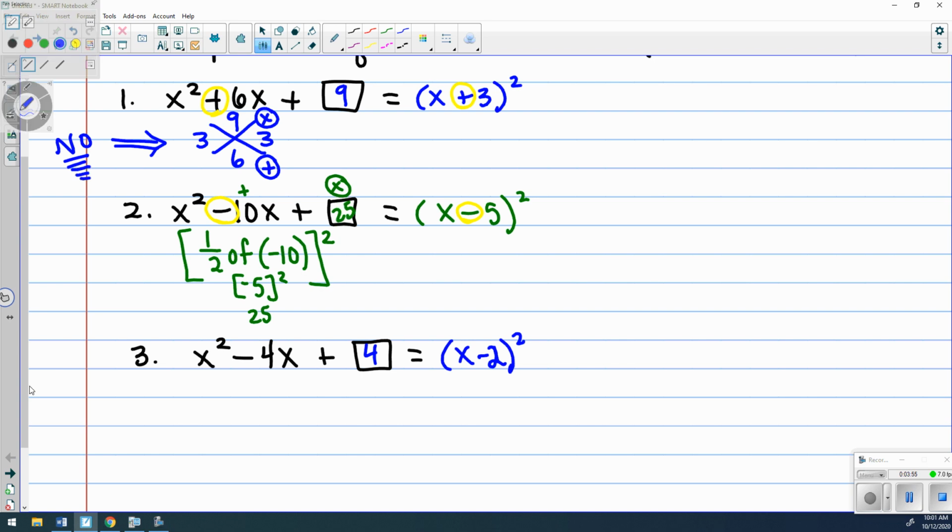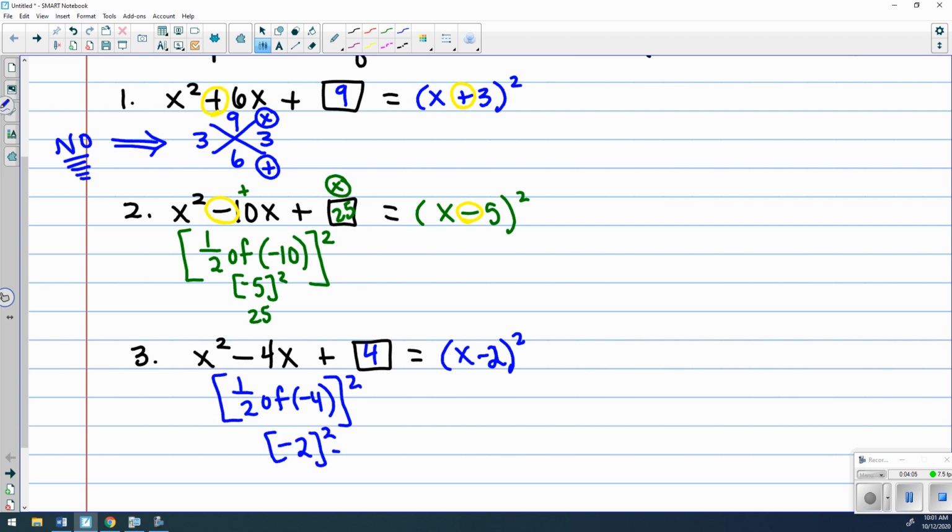Did you take half of negative 4 and square it? Half of negative 4 would be negative 2, and then negative 2 squared is what gave me the 4. And then maybe you're seeing another pattern. Let me point out that other pattern for you as well. Whatever this is goes right here. Whatever this is goes right here. Whatever this is went right there.